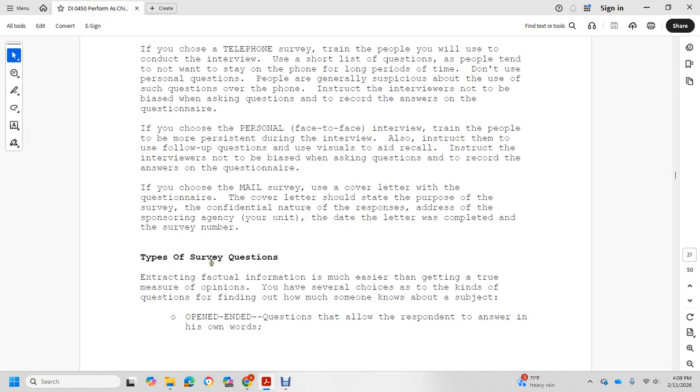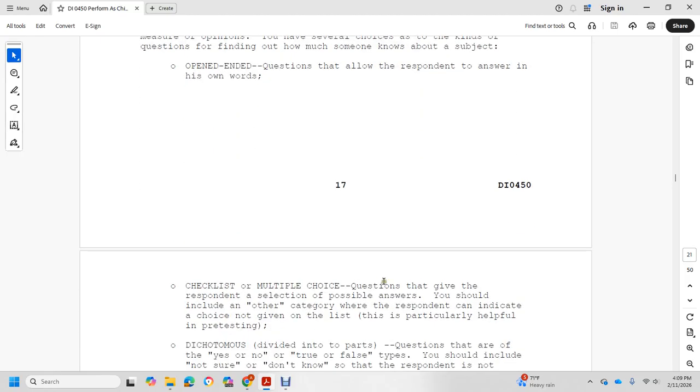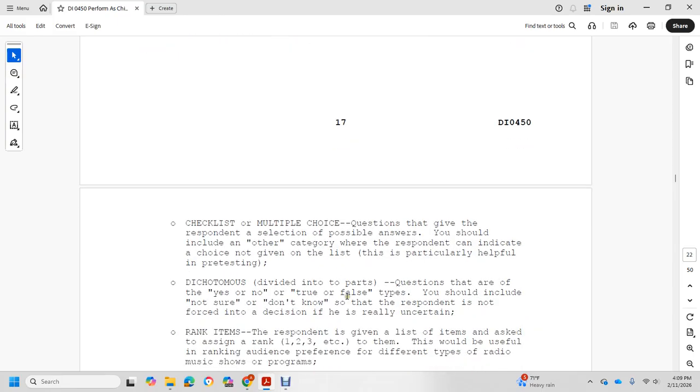Type of survey questions. Extracting factual information is much easier than getting the truth or measure of opinion. There are several choices of kinds of questions for finding out how much one knows about the subject. Open-ended questions allow the respondent to answer in his or her own words. Checklist or multiple choice questions give the respondent a selection of possible answers. You should include an other category where the respondent can indicate a choice not given in the list, which is particularly helpful in pre-testing.